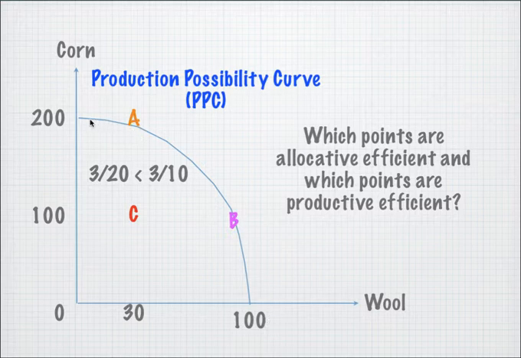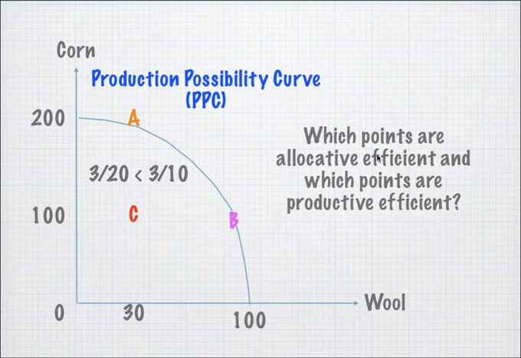It's already on the production possibility curve. You cannot produce outside of it. So since you cannot produce outside of it, this point must be the productively efficient point. And similarly for B, you have the same explanation and the same conclusions. Okay, so that is productive efficiency.